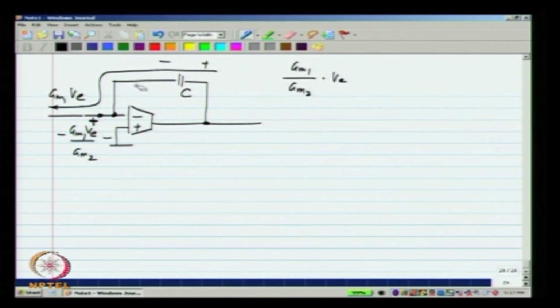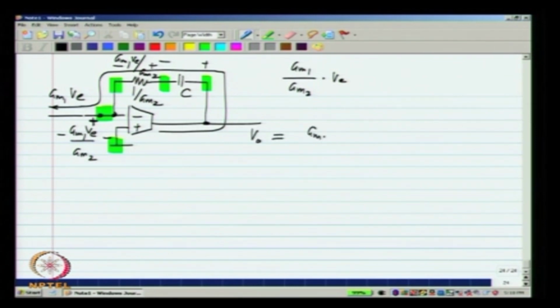Now, it is very easy to see that if I insert a resistor here, which is equal to 1 over Gm2, what will happen? Across this resistor, I will have Gm1 VE by Gm2. Okay. So, now if I sum these three voltages, the voltage across here plus the voltage between these two plus the voltage there, I will get V naught, and V naught happens to be just equal to Gm1 times VE by SC. Okay.